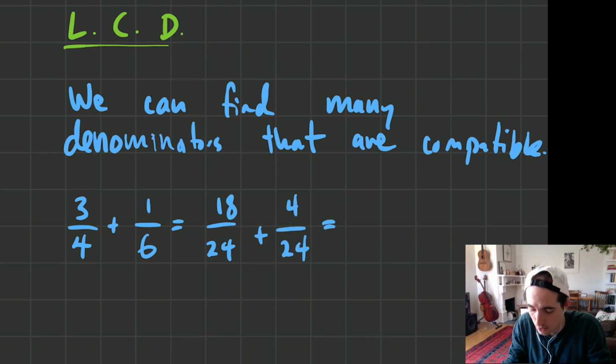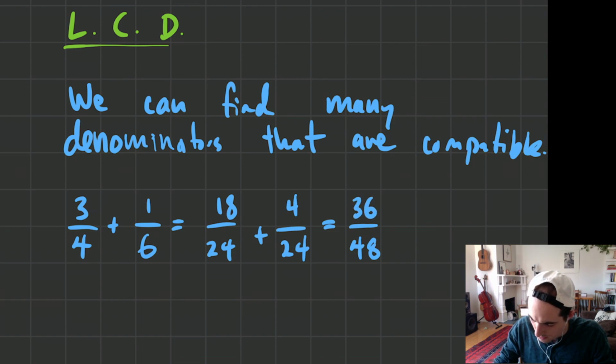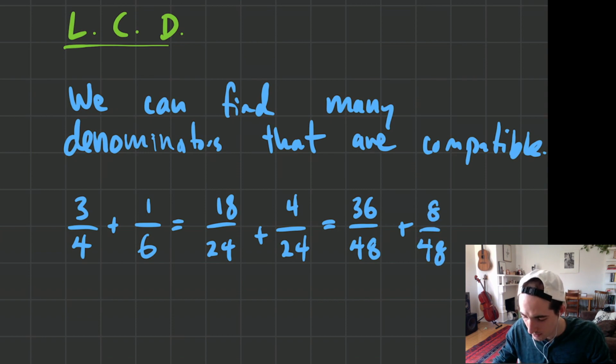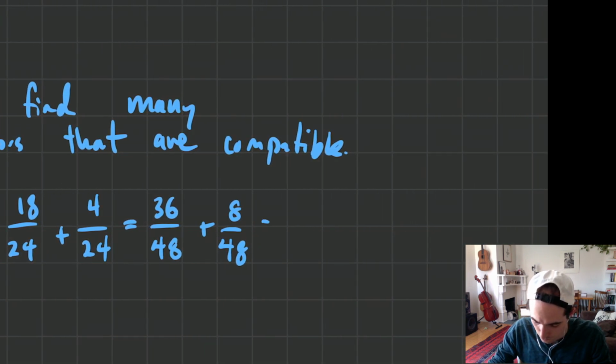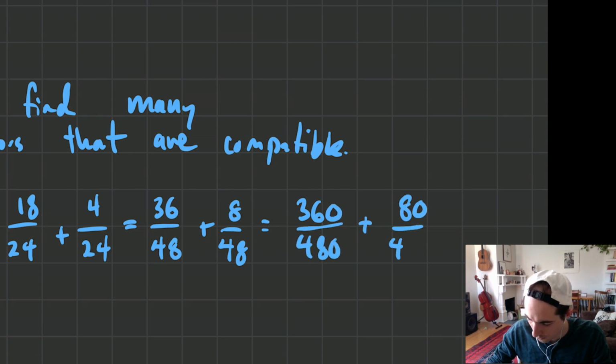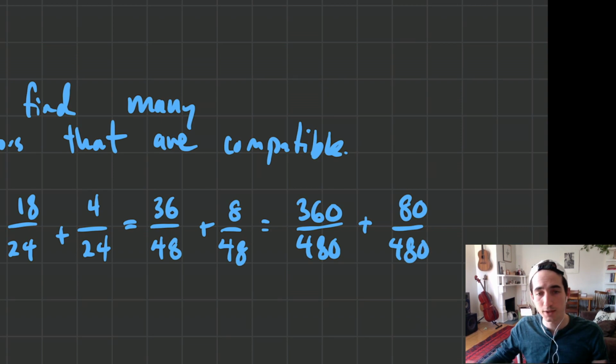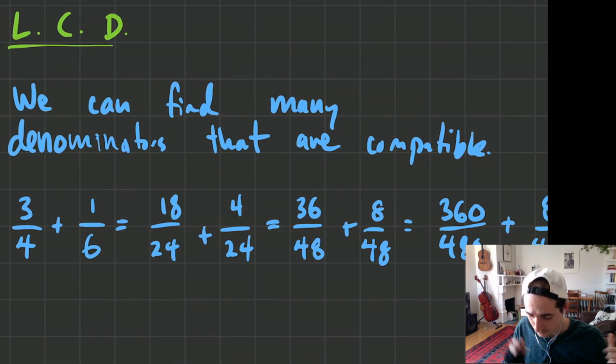But I could go even bigger than that, right? Maybe my denominator could be 48, so I would have to double that. What would that be? 36 plus 8 over 48, right? Those are all equivalent, and they have the same denominator. I could go even bigger if I wanted. We could even go to 360 over 480 plus 80 over 480, right? There's an infinite number of pairs of fractions that are equivalent to that first one.